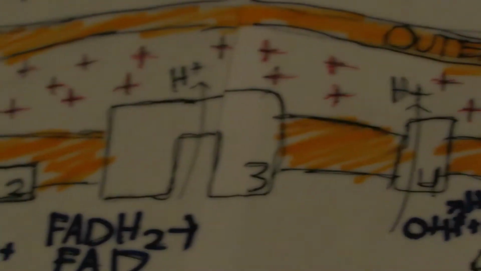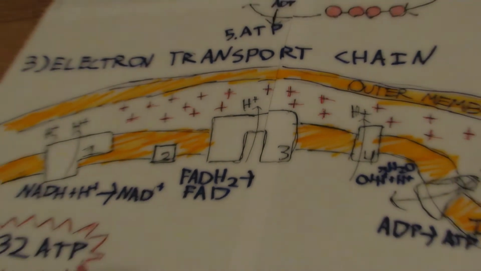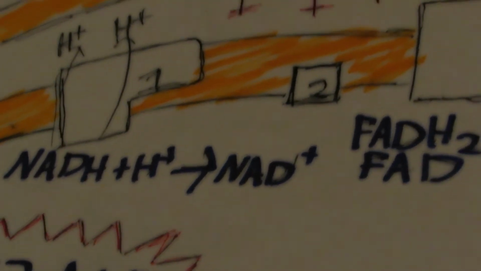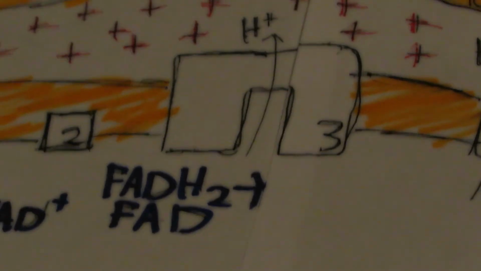The final stage of cellular respiration is the electron transport chain. Here, NADH and FADH2 drop off electrons and become oxidized. The proteins in the chain become reduced, then oxidized again as they move the electrons down the chain.